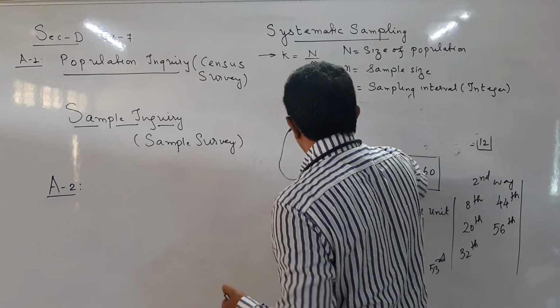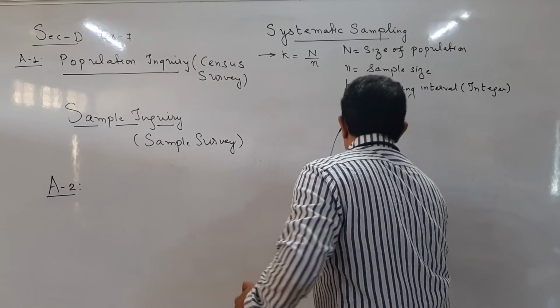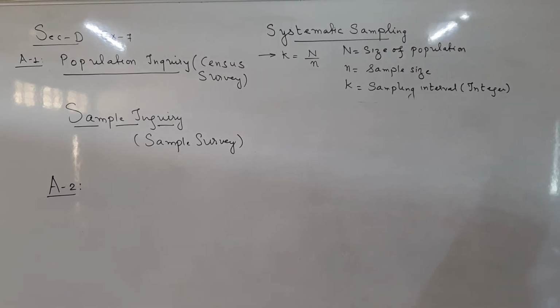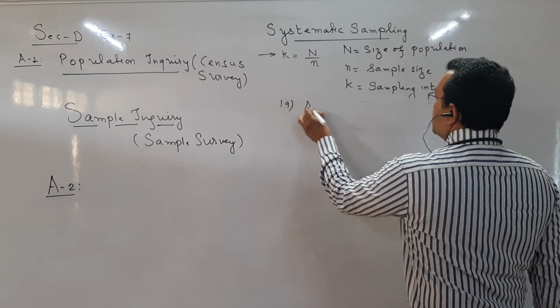Now students, I am doing sum number 19. Select all possible samples of size 4 using systematic sampling from a population of 20 units. Okay, sum number 19.